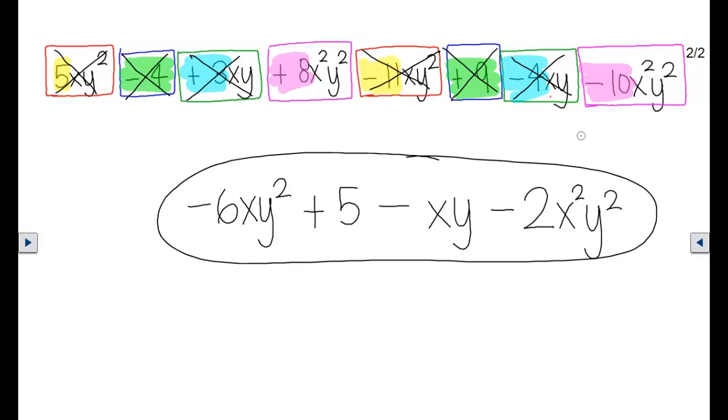So as you're writing the problems on your paper today, please remember to space them out. Please get yourself some colored pens, colored highlighters, whatever you have around the house that you can mark your like terms with, and do that. I think that will help you.